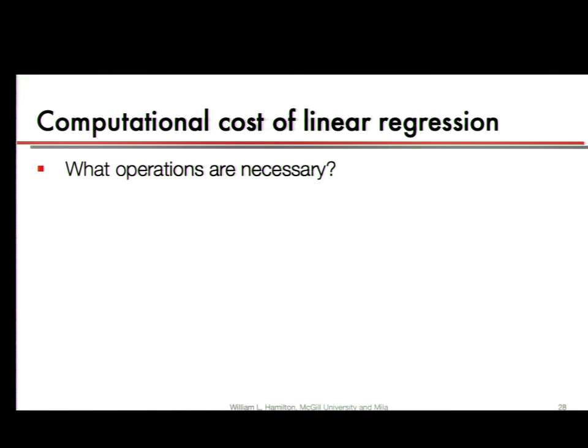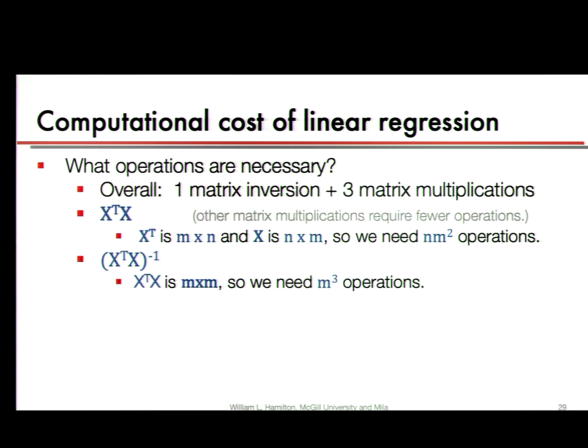So the first thing we have to ask ourselves when we're trying to compute the computational cost of linear regression is what operations are actually necessary. Overall, we need to perform 1 matrix inversion and 3 matrix multiplications. So we're computing, again, X transpose X.